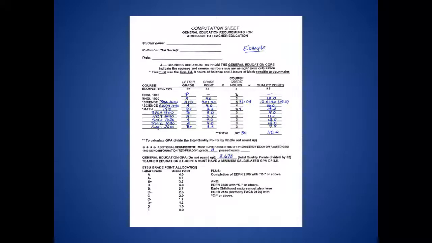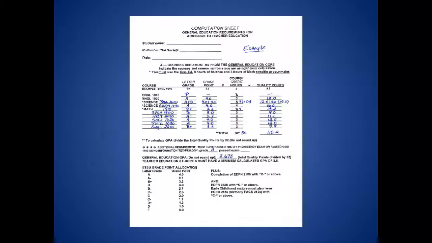You will write down the courses, and you'll write down the grade you earned in that class. Bear in mind that pluses and minuses matter when you're calculating GPA, and then the corresponding grade point, and those are found on the chart in the lower left of that form. Then you multiply by the number of credit hours the course was worth, and that gives you your quality points in the far right column. You add the quality points together to give you the number there at the bottom, and then you divide by the total credit hours. This gives you your general education GPA.